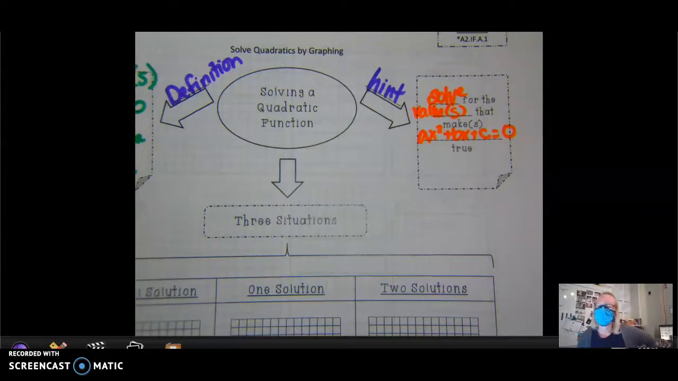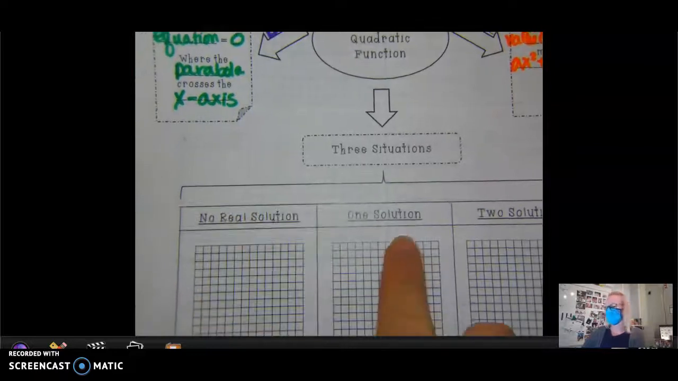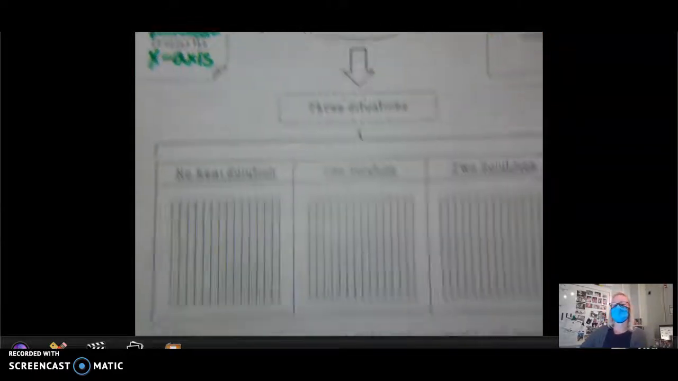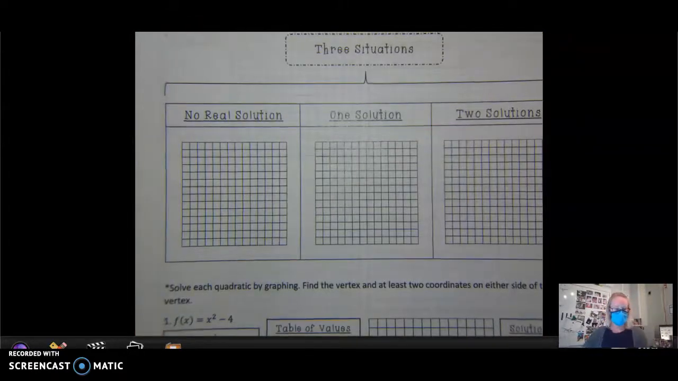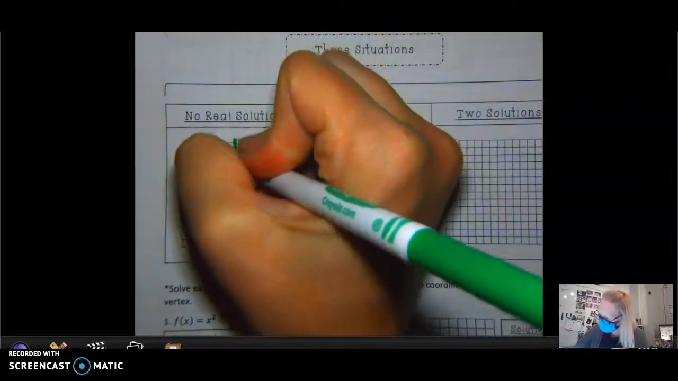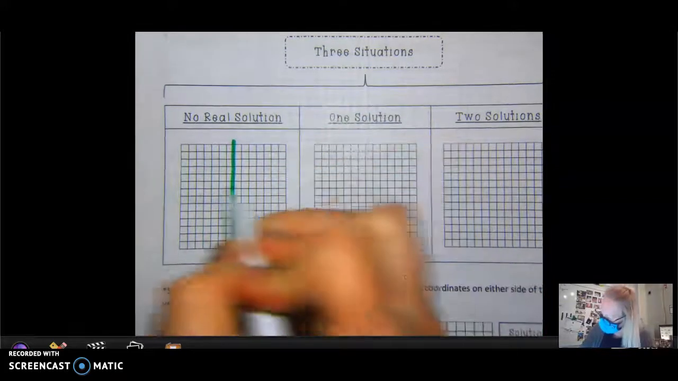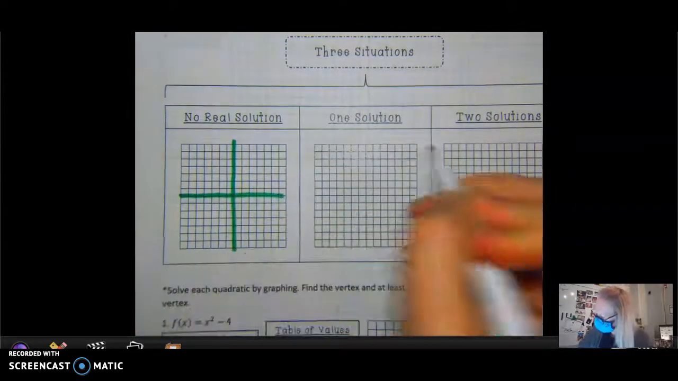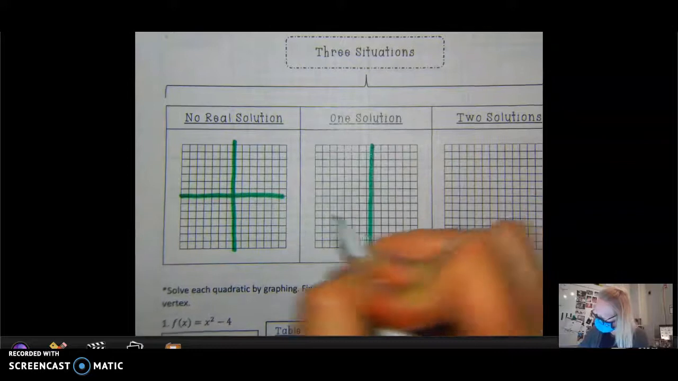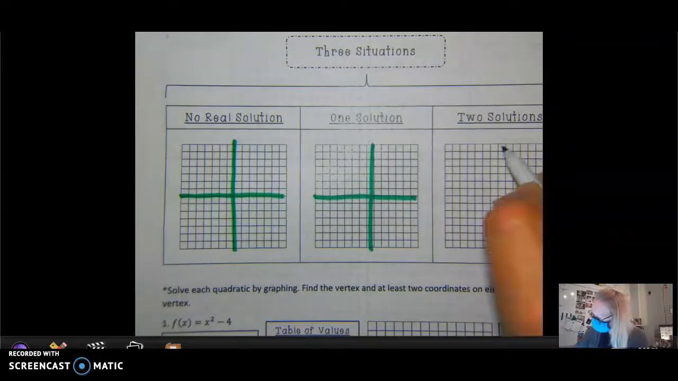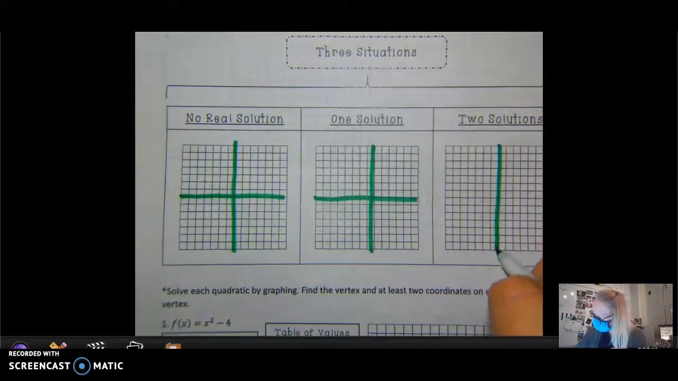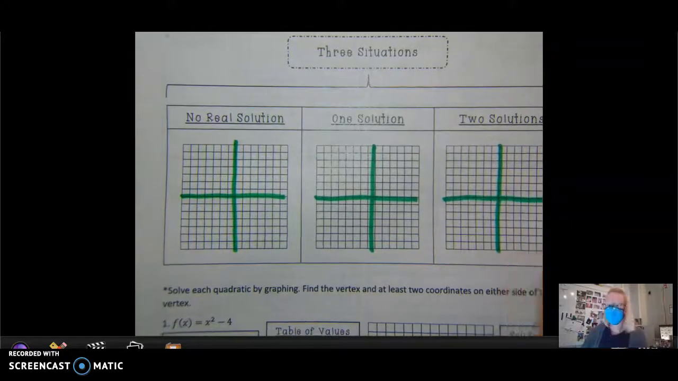So when we're solving for quadratics, we can have 3 different solutions. We could have no real solution, 1 solution, or 2 solutions. How does this look on a graph? So go ahead and make your x and y axis real quick, just towards the middle of each of these.